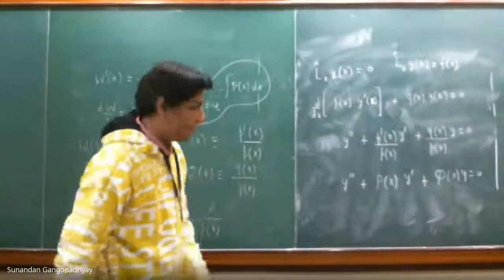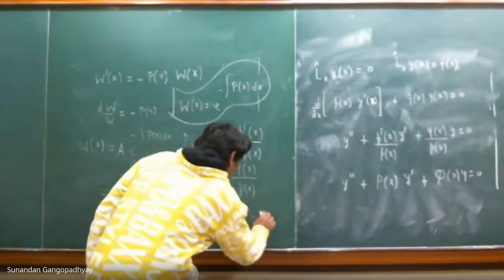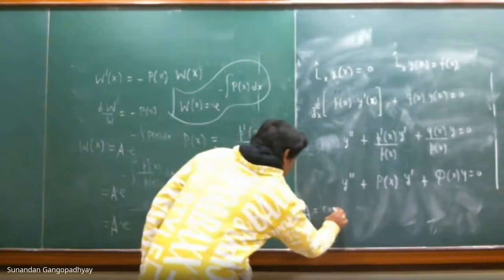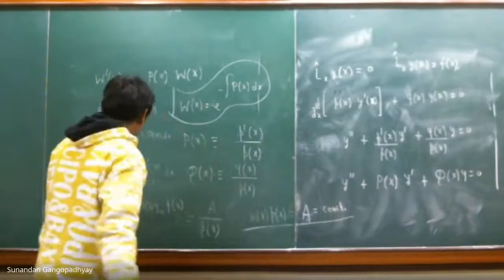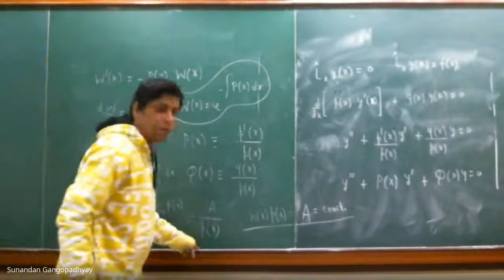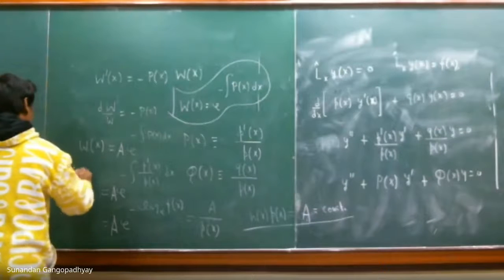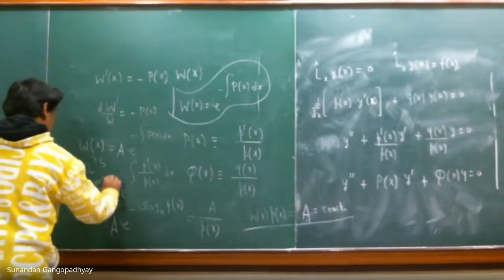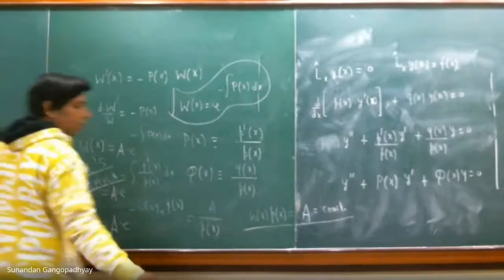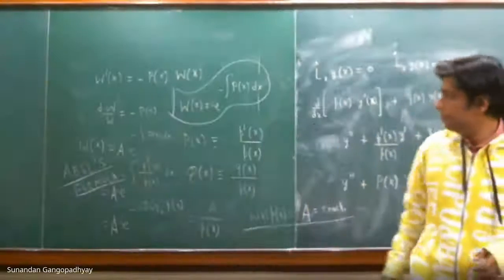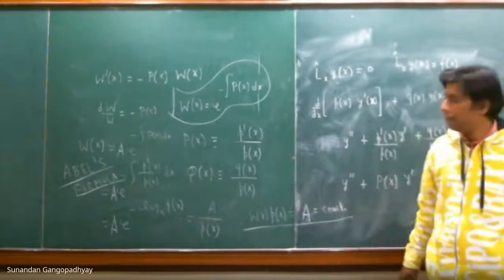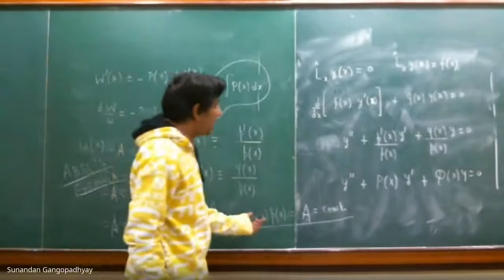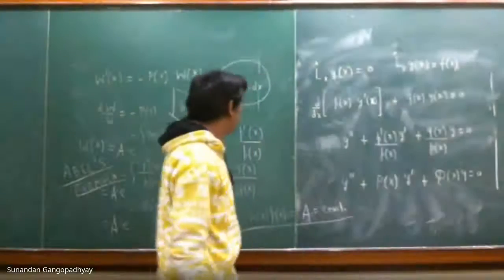And what does this tell us? It tells us that w of x into small p of x is nothing but equal to some constant. This formula, w of x is equal to A by p of x, is called Abel's formula, after the famous mathematician Abel. Okay, you have the Abel prize named after him. So this formula is called Abel's formula. It tells us that w of x times p of x is actually some constant.